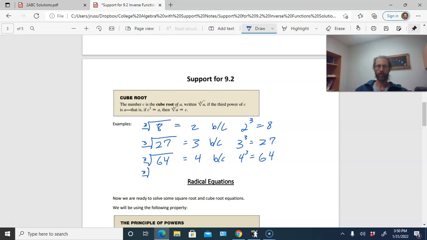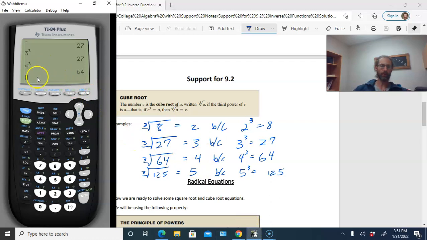We could do the cube root of 125, and that'll be 5, because 5 to the third power is 125. Okay. So that's the difference between cube roots and square roots. And by the way, you do have a cube root operator in your calculator. If you come over here to math and go down to number 4, hit enter, and put in there, say, 125, it's 5. Okay, so you can verify this.